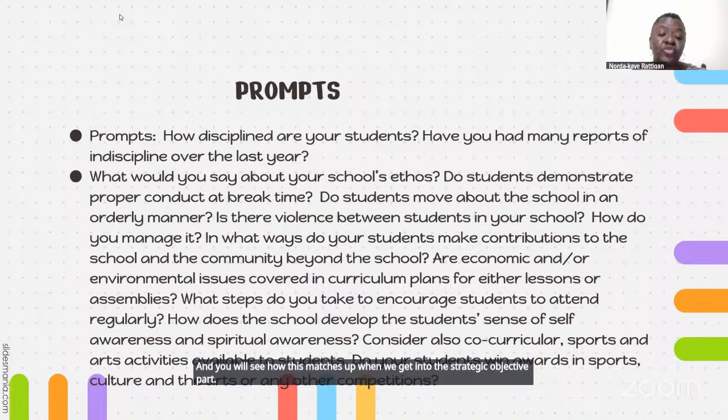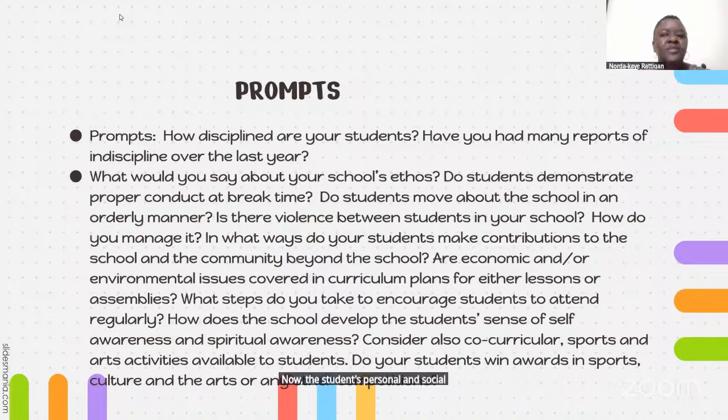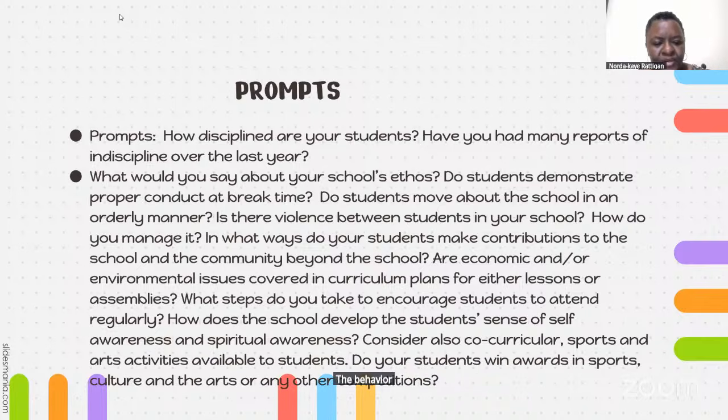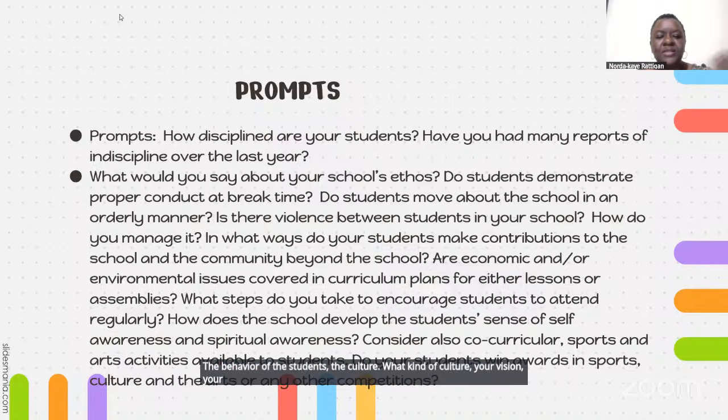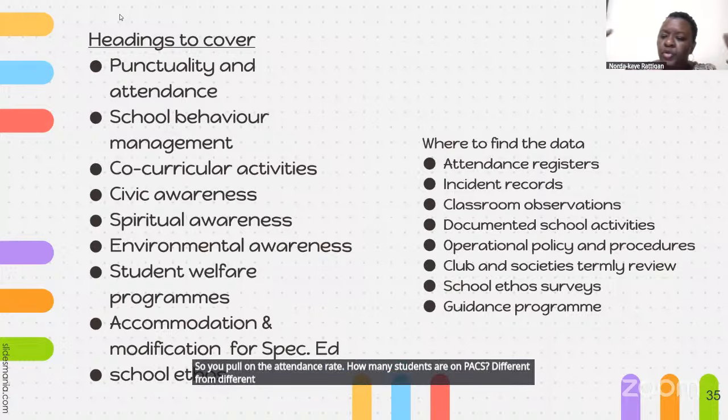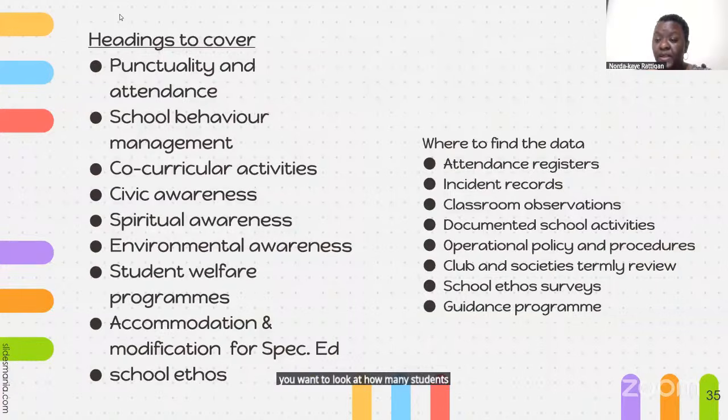Now, the students' personal and social development. As a school, you want to know if the ethos of your school, the behavior of the students, the culture, what kind of culture, your vision, your mission, these are the things that you will look at in answering these questions. So you pull on the attendance rate. How many students are on PATH? Different from the nation's support program. You want to look at how many students you are supporting at school as well.